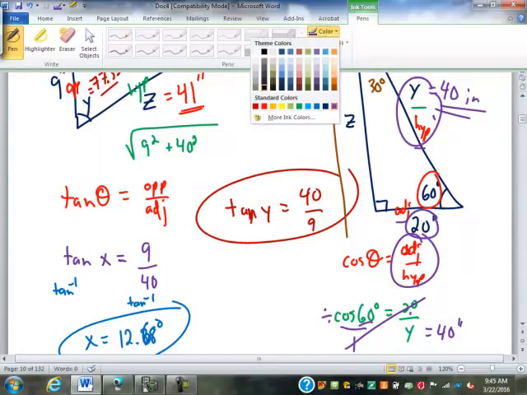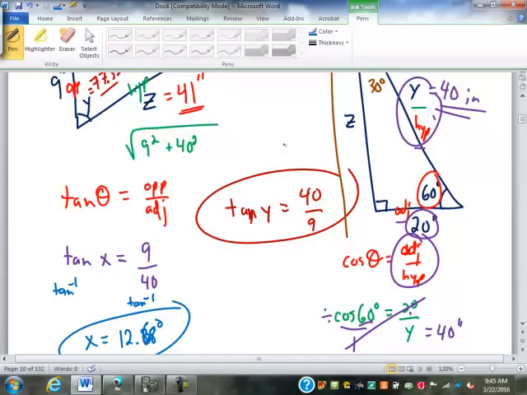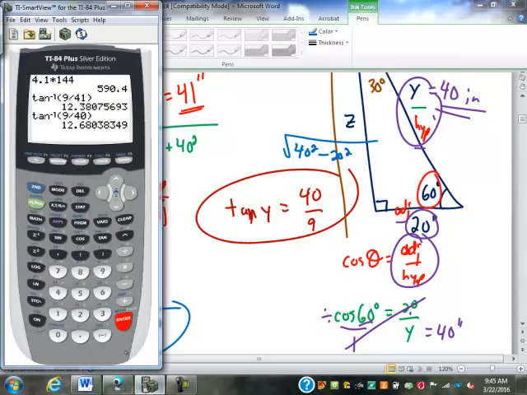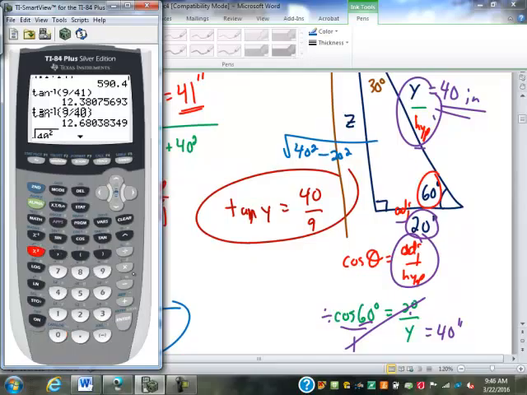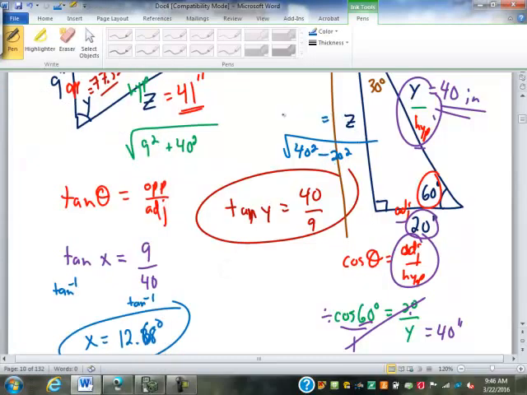Now we still have to find Z here. Z is going to be the square root of 40 squared minus 20 squared. But is there a way to find Z with stuff that you're given, in case you did mess up the 40? Very good question. Could I find Z with stuff that I'm given so I don't have to use the 40 that I calculated?